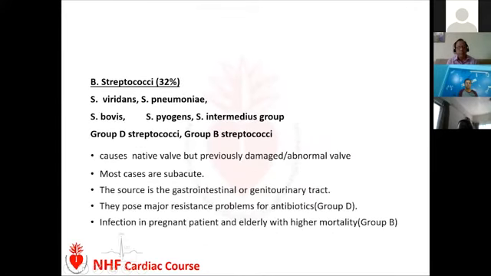Second largest group of bacteria are Streptococci. Streptococci viridans usually cause endocarditis on native but previously damaged or abnormal valves. Most of the cases they cause subacute infection. Some of them are normal flora of the gastrointestinal or genitourinary tract. Few species pose major resistance problems for antibiotics, such as Group D. Group B bacteria cause infection in pregnant patients and the elderly with higher mortality.